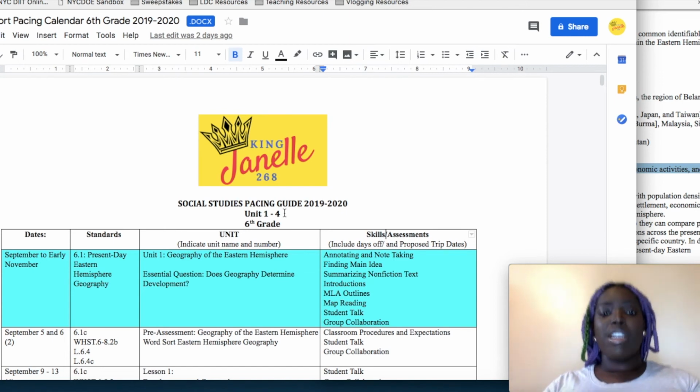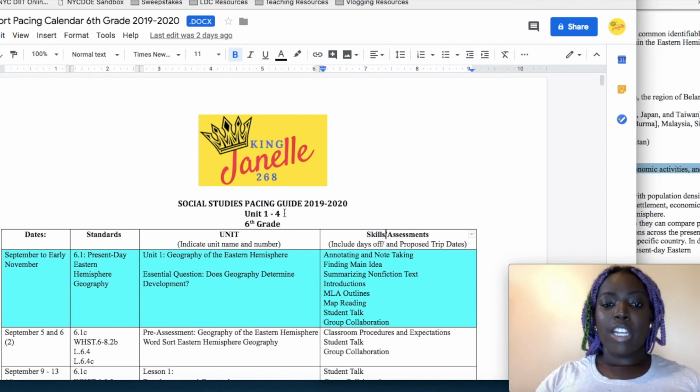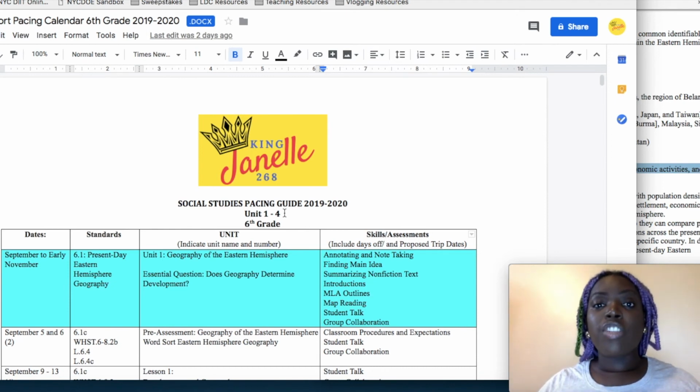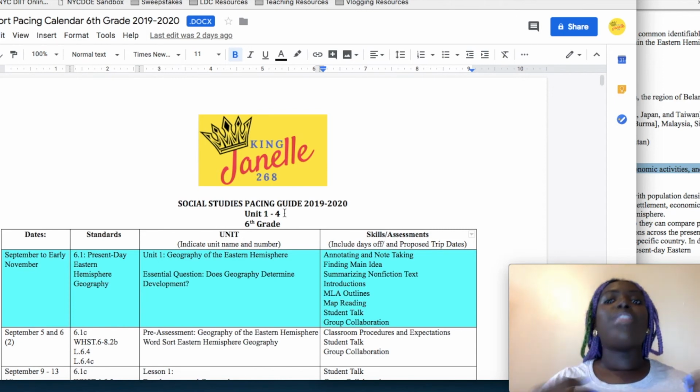However, I really like Unit 1 for my 6th graders. My 6th graders enjoy it. They enjoy getting the atlases out. They enjoy doing the research about the geography of these countries that they got to choose. So they really appreciate Unit 1.